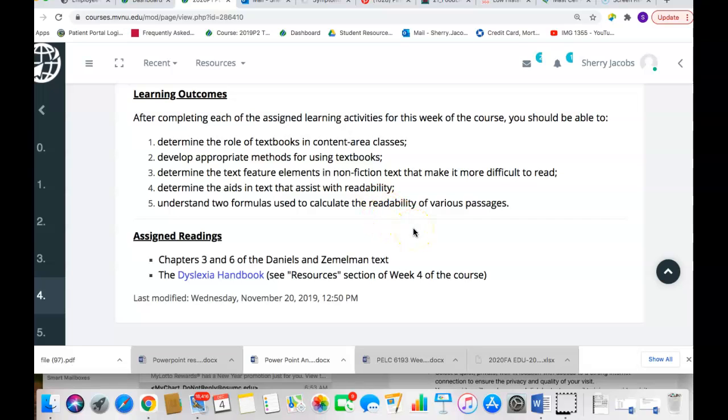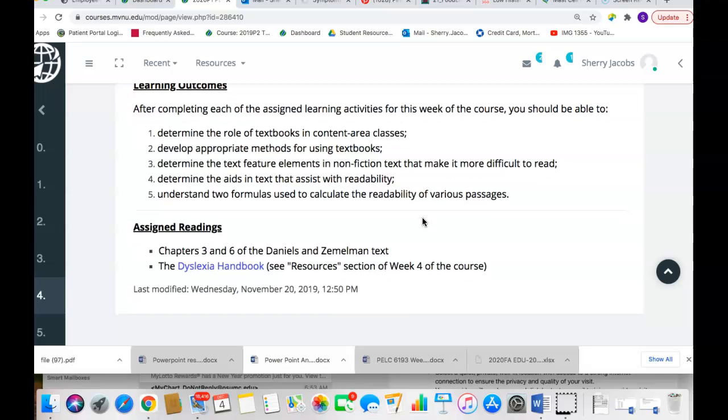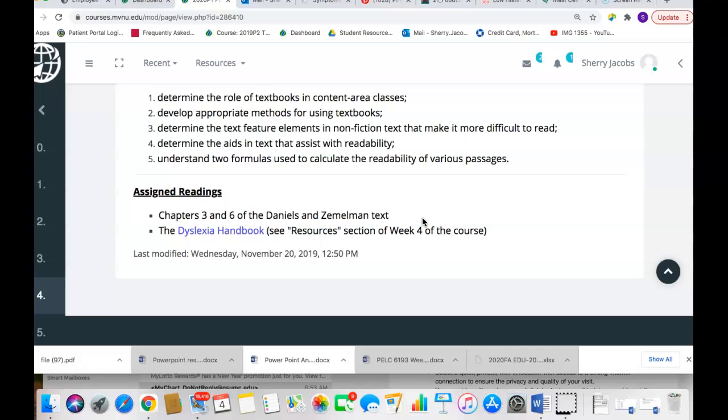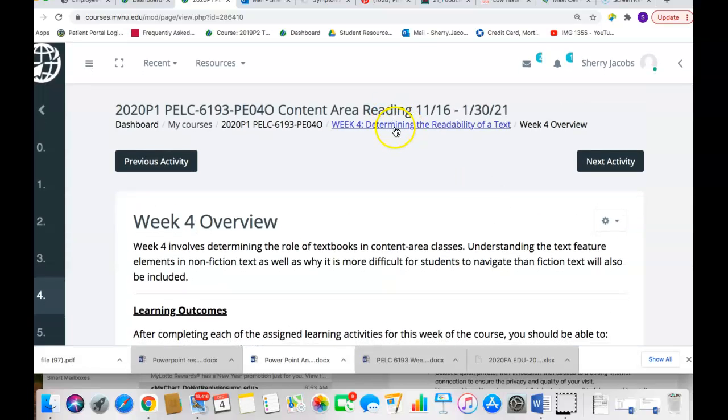We're going to determine the role of textbooks and content area classes, develop methods for using textbooks, determine text features, determine the aids in a text that assist with readability, and understand 2 formulas used to calculate the readability of various passages. And your assigned reading is chapters 3 and 6 of the Zimmelman text, and there's a dyslexia handbook in the resources section on week 4 of this class.